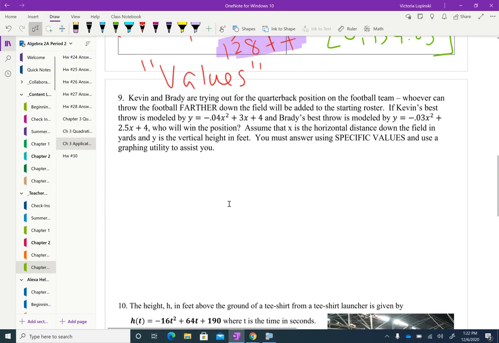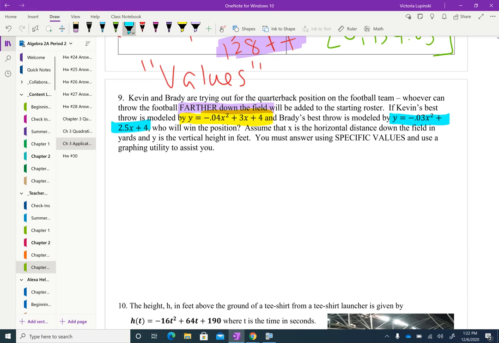Let's go to the next question here. So Kevin and Brady are trying out for the quarterback on the football team. Whoever can throw the ball farther down the field will be added to the starting roster. Kevin's best throw is given by this equation here in yellow, and Brady's best throw is given by this equation here in blue. Who will win the position?